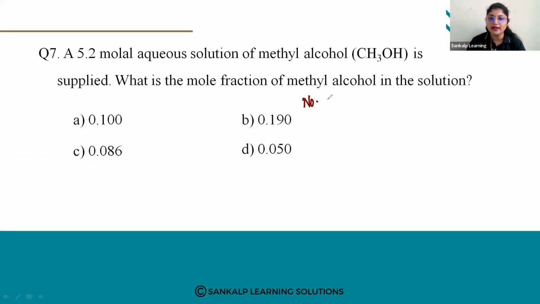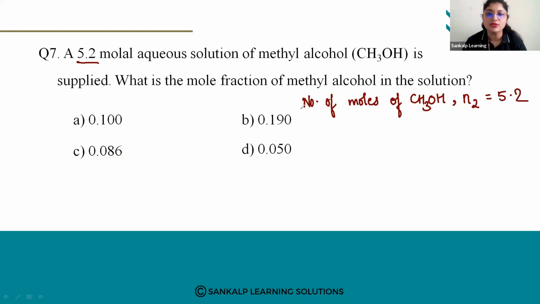I hope you are writing down now. Whatever I'm solving, please note it down. It will be very important. Questions like this only will come. So the number of moles of methanol is given as N2, it is 5.2. So the number of moles is given as 5.2.